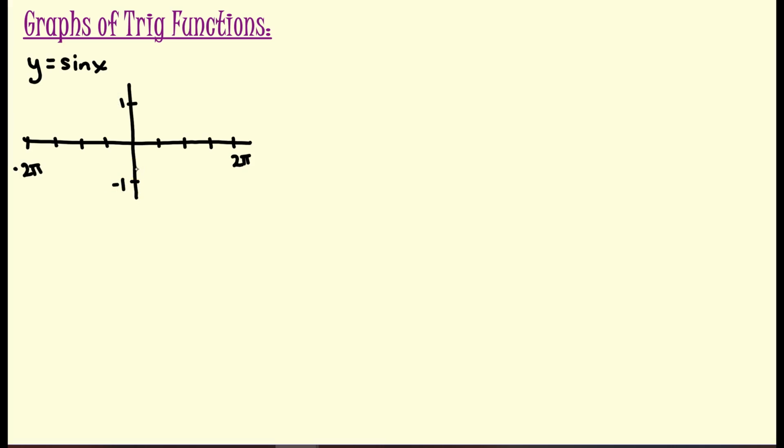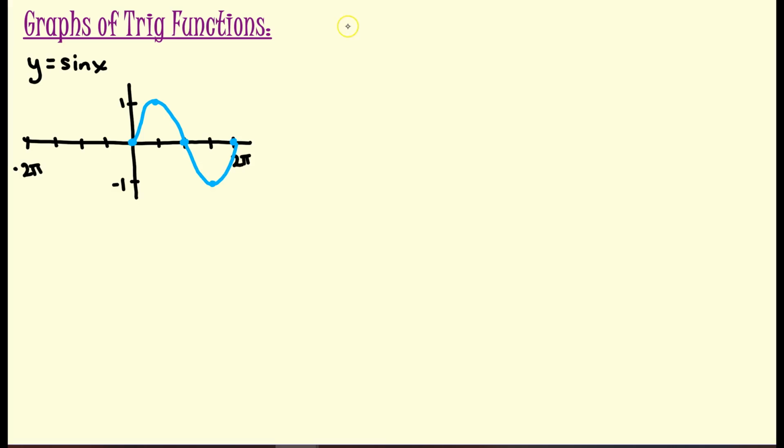Remember, the largest sine can be is 1, and the smallest is negative 1. So the sine of 0 is 0, so it goes through the point (0, 0), and then it goes up to 1, down to 0, down to negative 1, and back to 0. That's 1 full cycle of the sine graph.